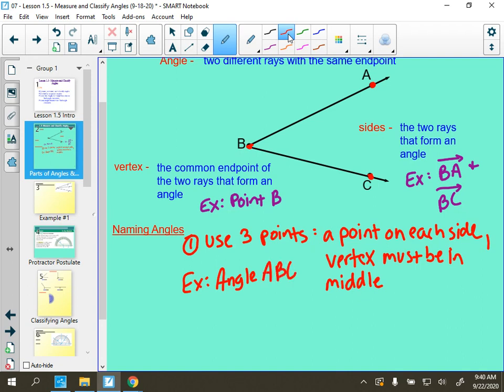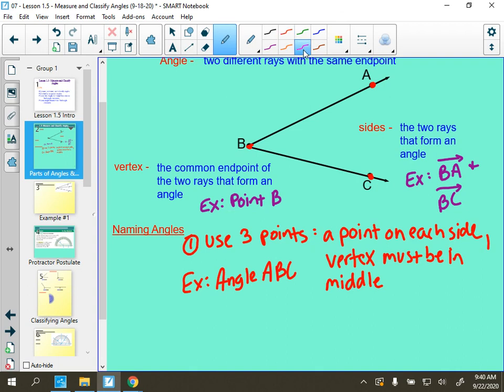We say that word angle just like we say the word ray, just like we say the word point. Don't just say ABC. Angle, and I've picked a point on the side A, I put my vertex in the middle, and then I've got a point on the other side. We could also call this angle CBA and still be correct as far as using a point on each side. So you don't have to go top to bottom, left to right. As long as you pick a point on each side and get that vertex in the middle, you're okay.